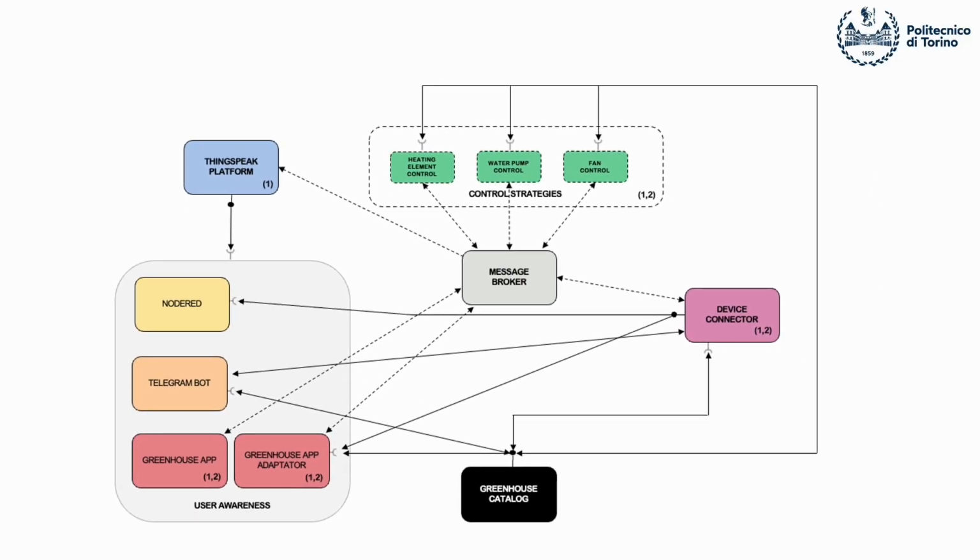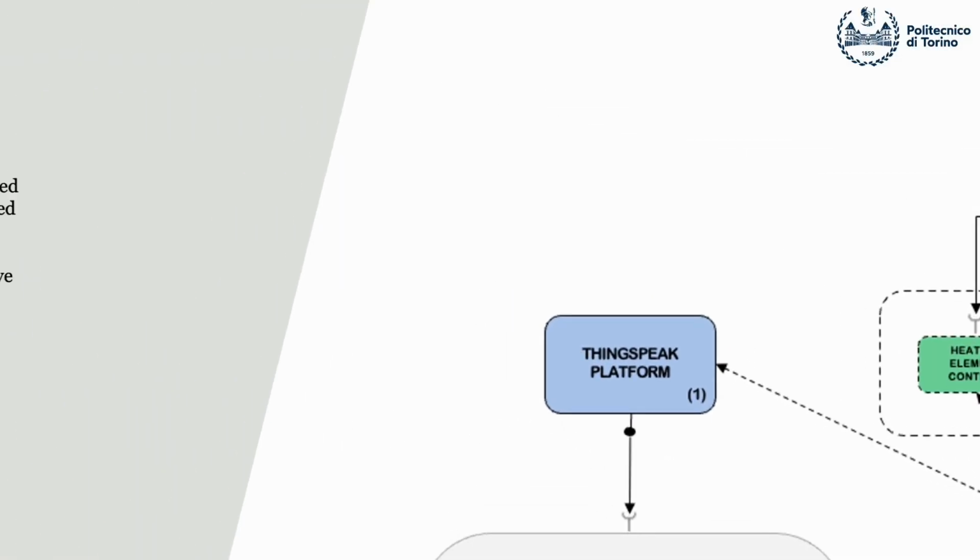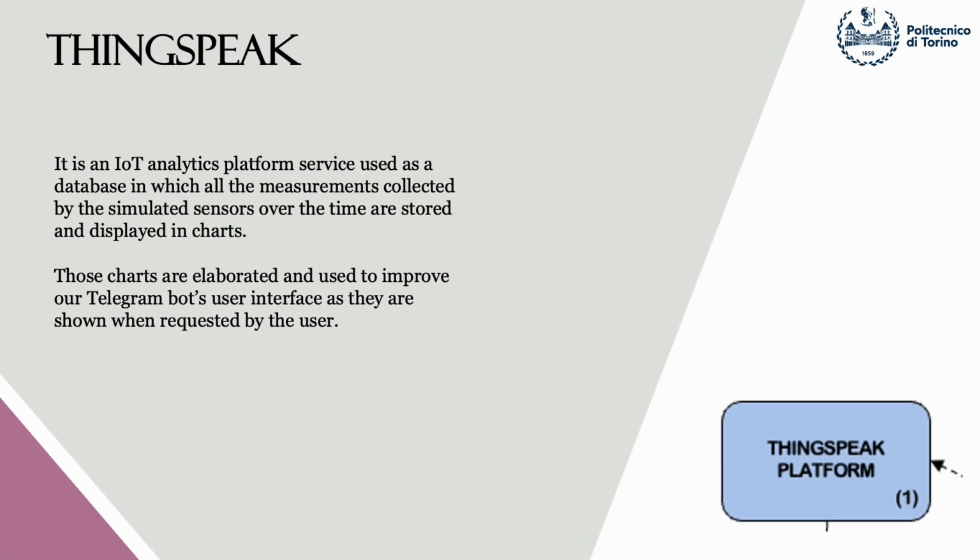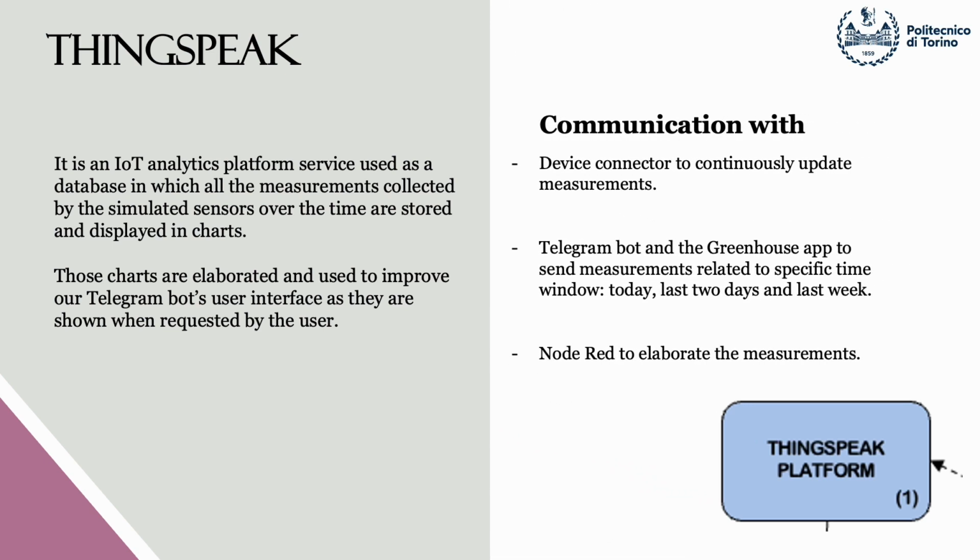Another service used in this project is ThingSpeak, which is an IoT analytics platform that acts as a database to store the measurements collected by the sensors and display them in charts. Those charts are shown in the Telegram bot or in the app when requested by the user. The device connector communicates with ThingSpeak through the MQTT protocol to send the collected measurements. It also communicates with the Telegram bot and the app through HTTP requests to send the charts of the current day, last 2 days, or last week measurements.